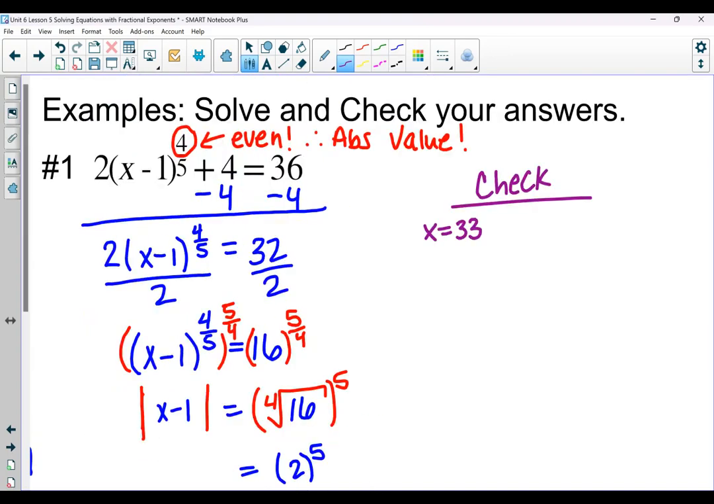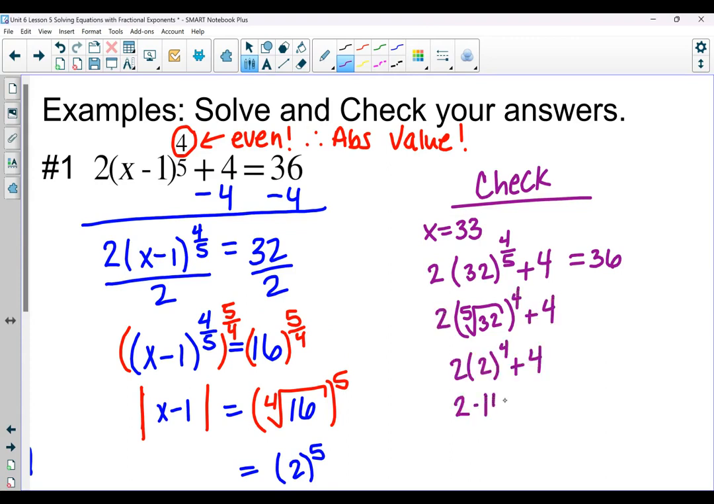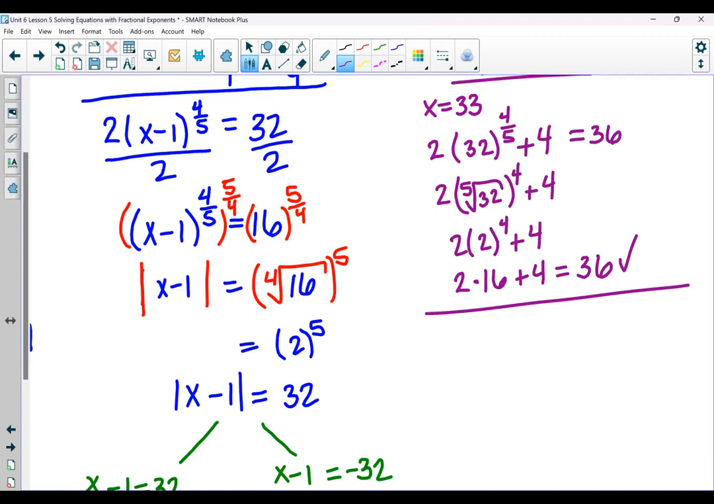You do have to show a written check like I am doing here if x is equal to 33. Well, this notation is not great. Again, I'm going to use the radical notation with the power on the outside so that I could do it in my head. So 2 times 16 plus 4. 2 times 16 is 32 plus 4 is 36. I'm comfortable where I could say 33 is definitely a solution to my equation.